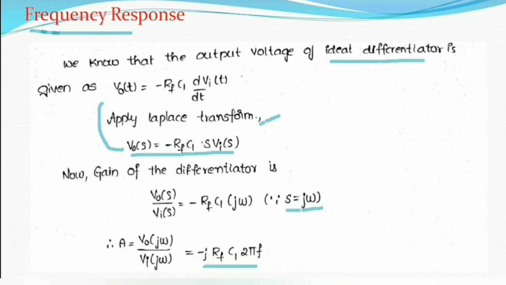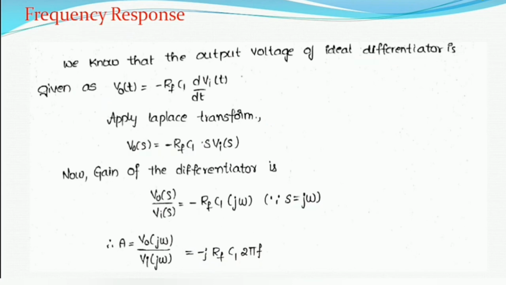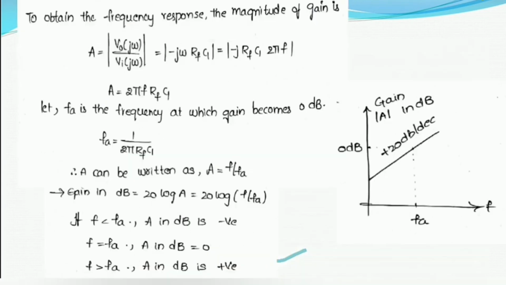Now in order to find the gain, we have to take the magnitude of this equation. If you take the magnitude, we can write the square root of real square plus imaginary square. Here the real square term will be 0, so the imaginary square is omega Rf into C1. If you calculate, then you will finally get the expression A is equal to 2 pi f into Rf C1.